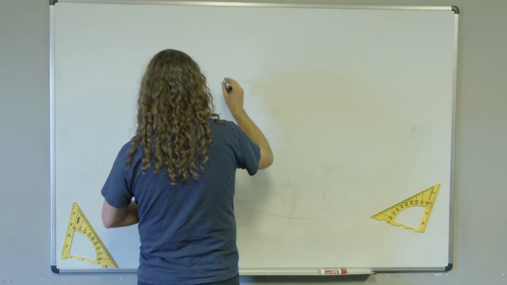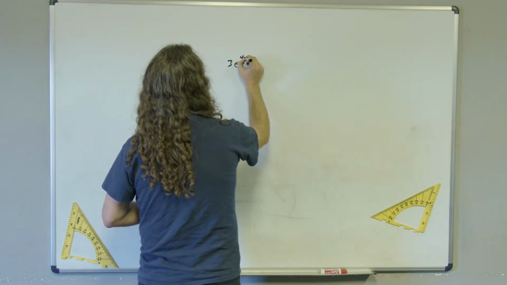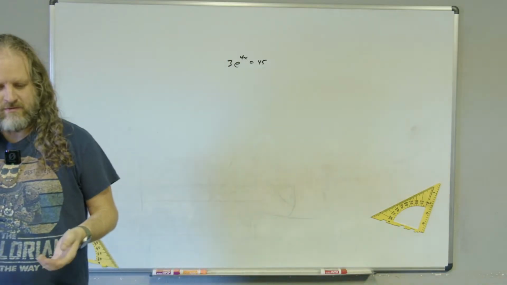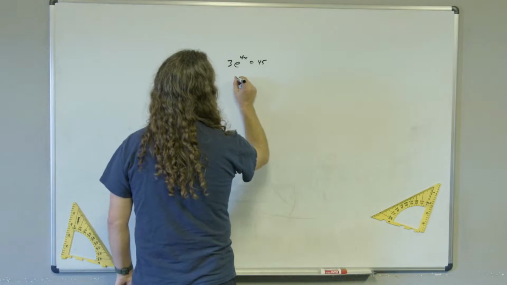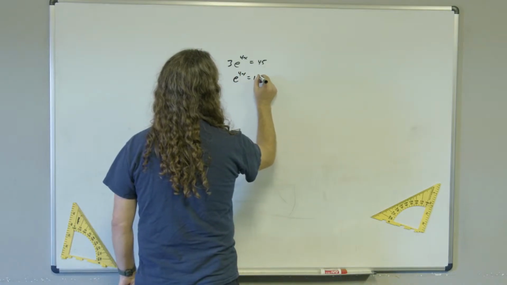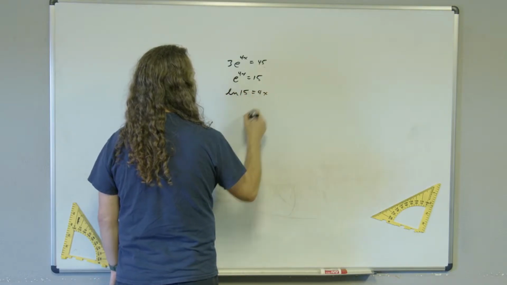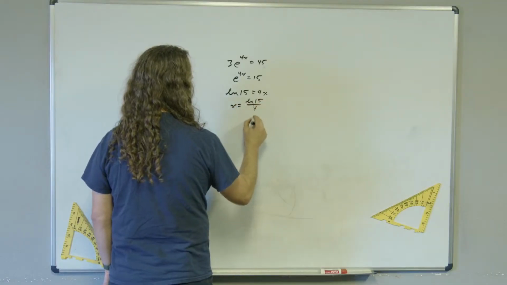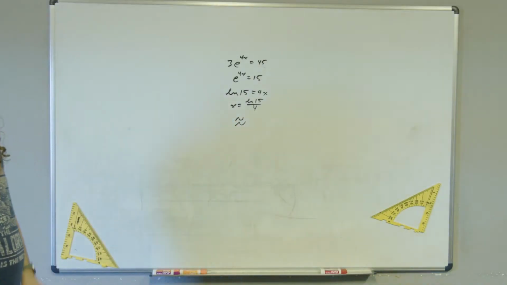Okay. So 30, we've got 3e to the 4x equals 45. What should we do? Not the natural log yet. Divide by 3 first. E to the 4x equals 15. Then the natural log of 15 equals 4x. X equals the natural log of 15 over 4, which is approximately equal to whatever it's approximately equal to.